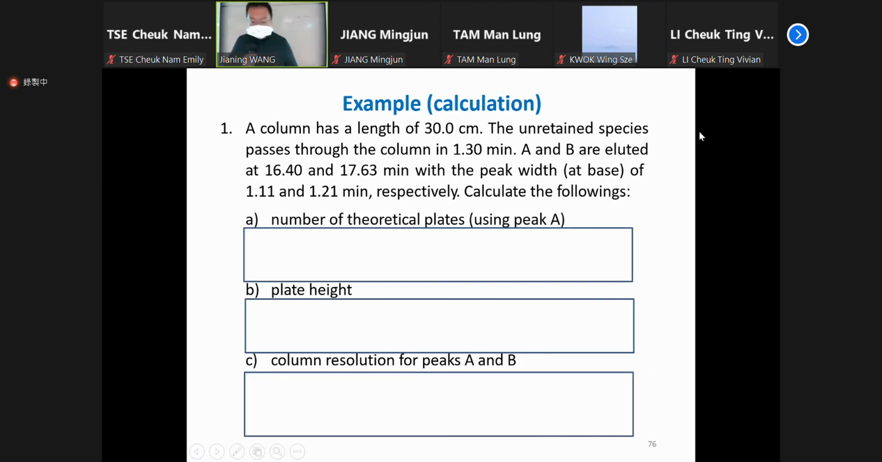So here, let's do some exercise. A column has a length of 30 centimeters. The unretained species passes through the column in 1.3 minutes. A and B are eluted at these two time points, with the peak width at base of 1.11 and 1.21 minutes respectively. Calculate the following. Okay, I give you 30 seconds. Try to find your way to calculate this.